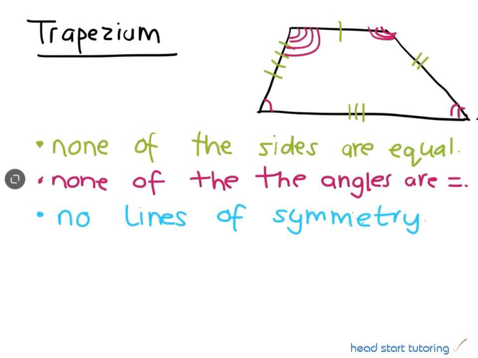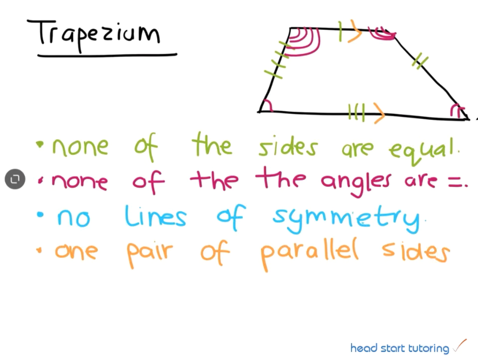And then the one thing that we do have is parallel lines. So we've got the top side and the bottom side, which we call bases. So the top base and the bottom base are parallel to each other. So we have got one pair of parallel sides, and those are your two bases. So these are the properties of your trapezium.